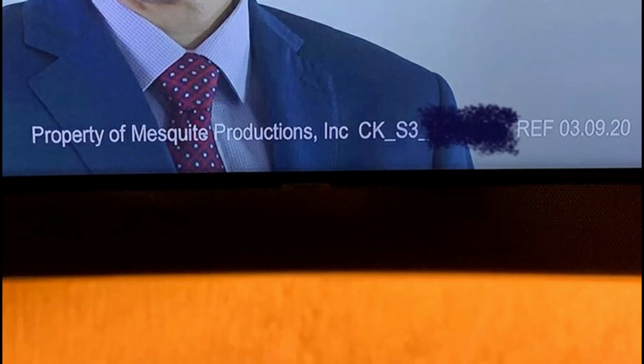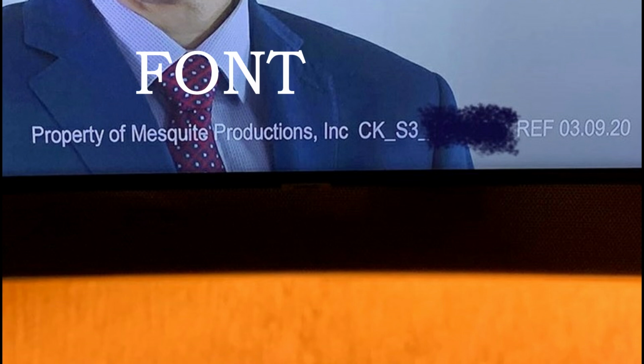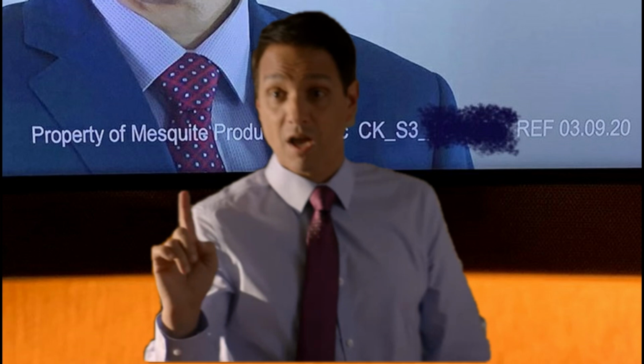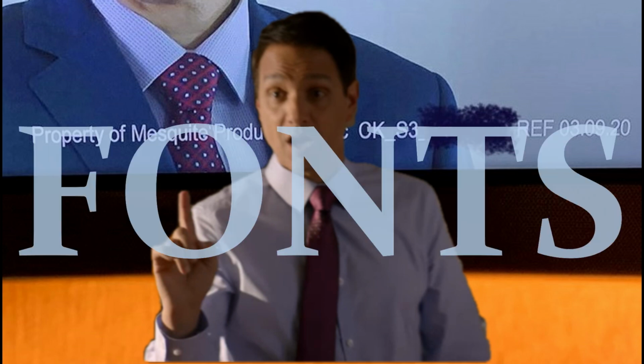What we need first is the font. It's the only way we're going to be able to line it up and match what we see. How are we going to figure out this font? That's a good question. So before we continue, let's talk a little bit about fonts.